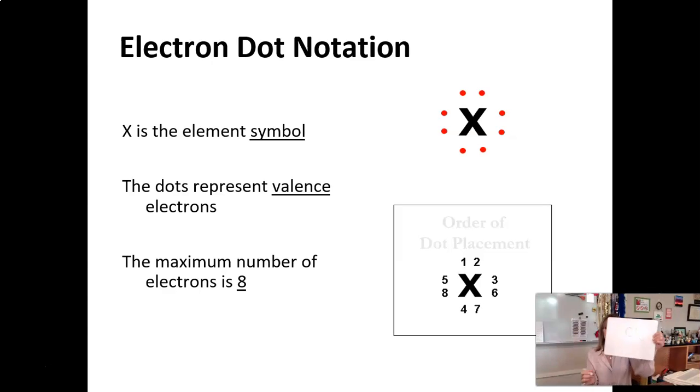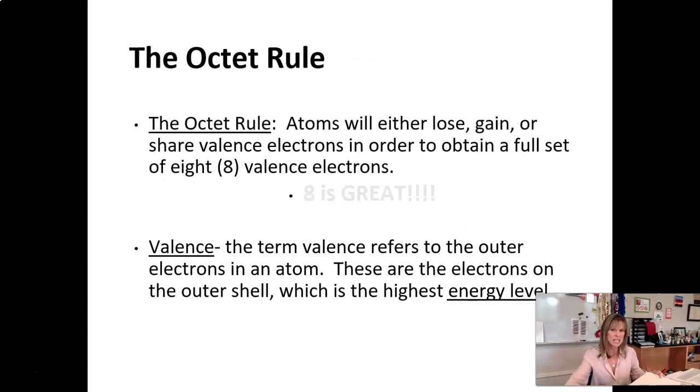Chlorine. The electron dot notation for chlorine. Well, how many valence electrons does it have? It's in group 17, so it has 7 valence electrons. 1, 2, 3, 4, 5, 6, 7. There's the electron dot for chlorine. So pretty simple, easy concept.